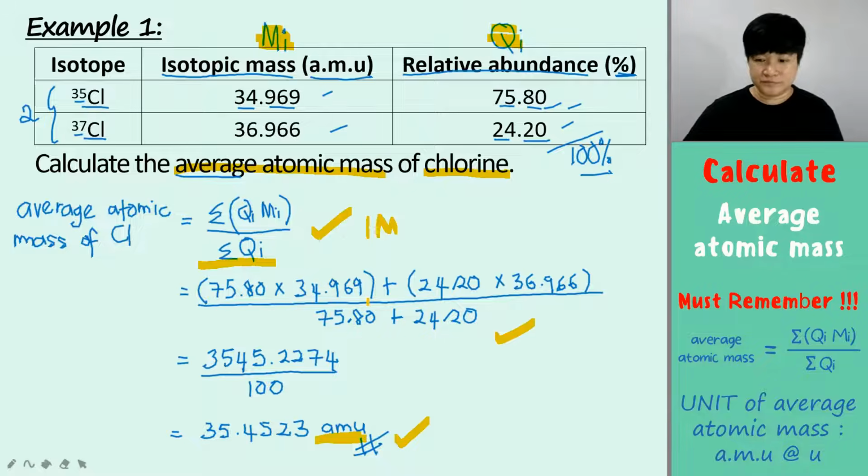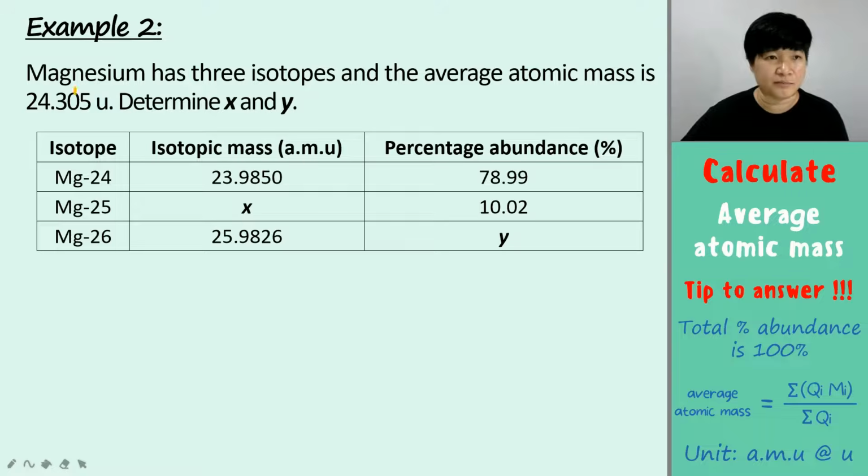Okay? Simple. So let's look at the second example. In this example, magnesium has 3 isotopes. So you can see magnesium 24, magnesium 25, magnesium 26. And the question stated that the average atomic mass is 24.305 U. In other words, the average atomic mass is given. And what is the question looking for? The question is looking for the X and Y. So let's see where the X and Y are.